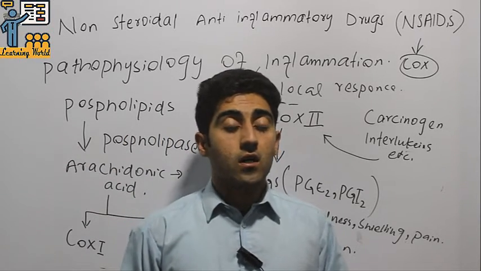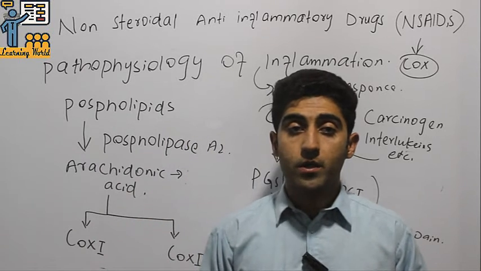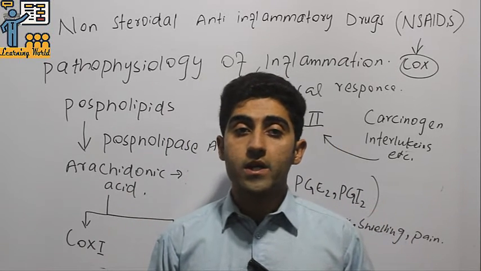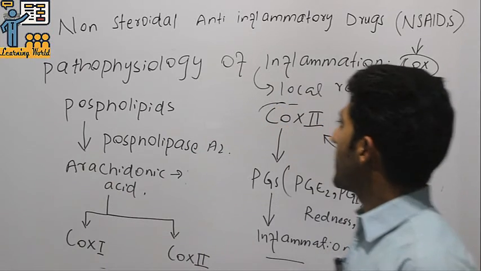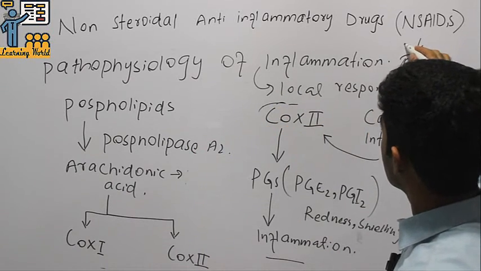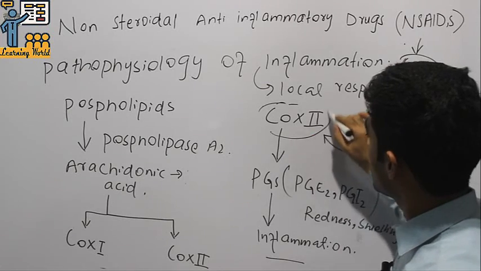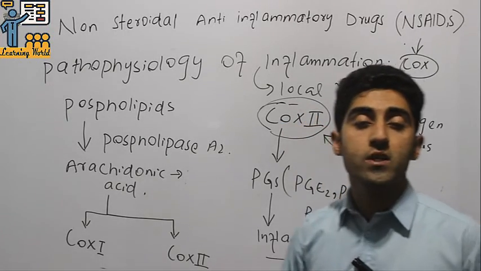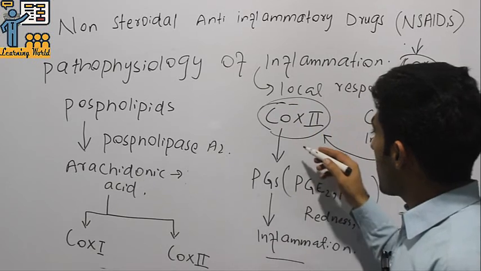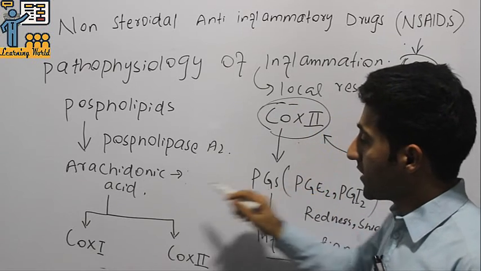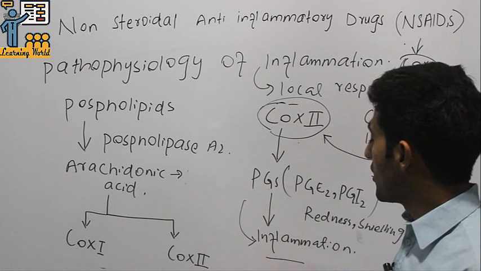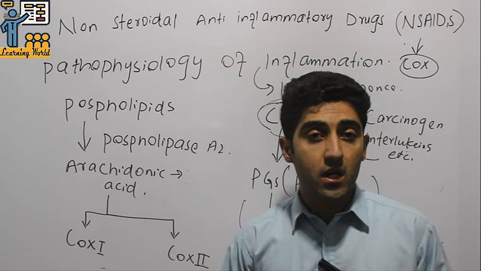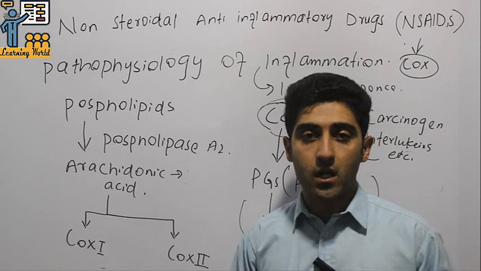So this is the main pathophysiology of inflammation and the mechanism of action of non-steroidal anti-inflammatory drugs. Mainly, the non-steroidal anti-inflammatory drugs block the COX-2 enzyme. When they block the COX-2 enzyme, it will not produce the prostaglandins from the arachidonic acid, which are responsible for the process of inflammation. So the inflammation will be relieved with the help of non-steroidal anti-inflammatory drugs.